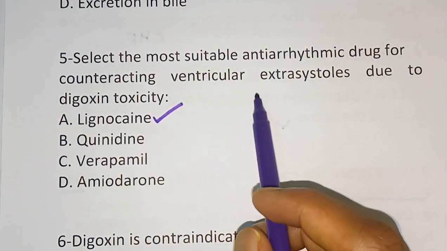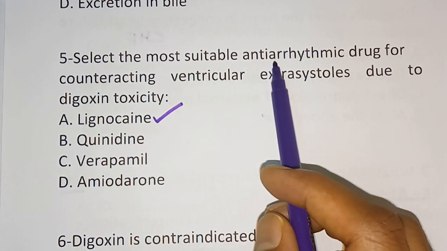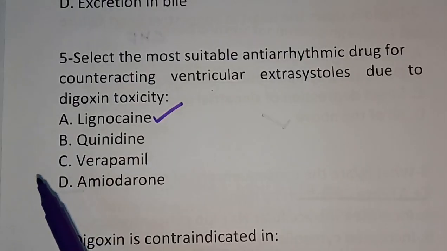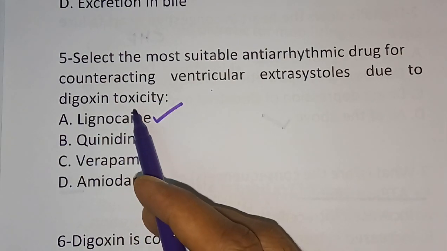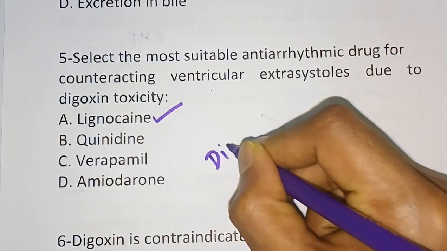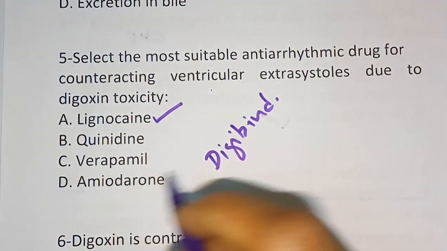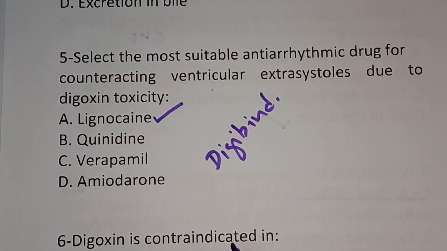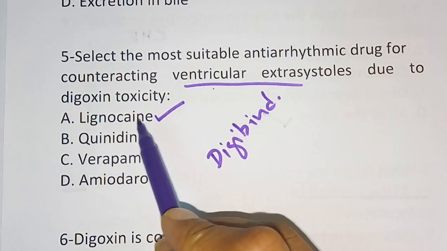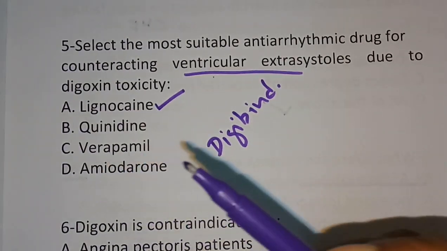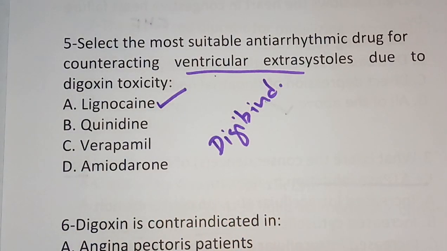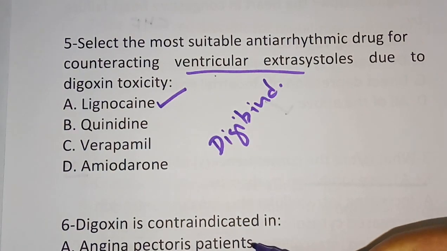Lignocaine is used as antiarrhythmic drug for counteracting ventricular extrasystole due to digoxin toxicity. The antibody which is used against digoxin toxicity is Digibind. That was one of the cardiac adverse effects of digoxin toxicity. The other adverse effects, not related to the heart, are anorexia, nausea, vomiting, abdominal pain, which are some reported cases. Now we will move to question number 6.